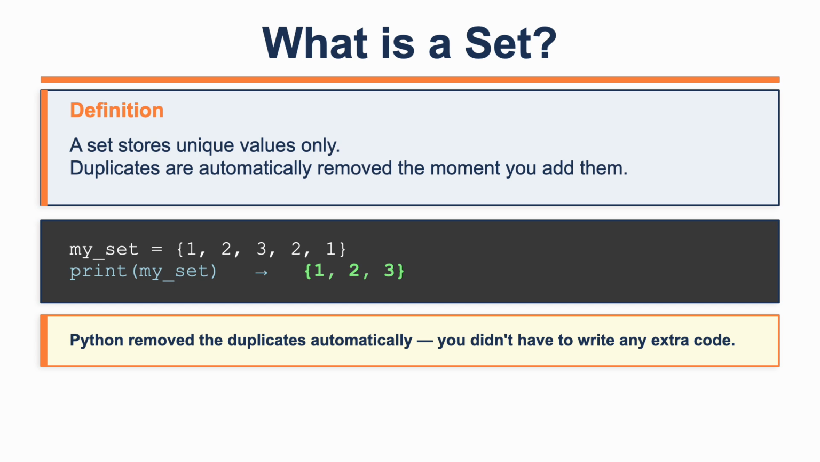We create a set with the values 1, 2, 3, 2, and 1. 2 duplicates in there. When we print it, we get back just 1, 2, and 3. Python removed the duplicates automatically. You didn't write any extra logic. You didn't loop through anything. The set handled it for you.